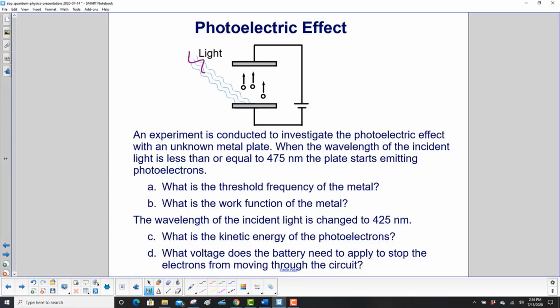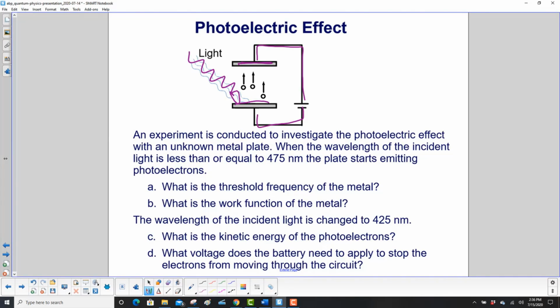So here we have our light coming in. It's hitting this unknown material plate, metal plate, and this is held at a negative potential. Here's a little battery here. So the electrons leave there and go over to the other side. This is the collector, which is at a positive potential.